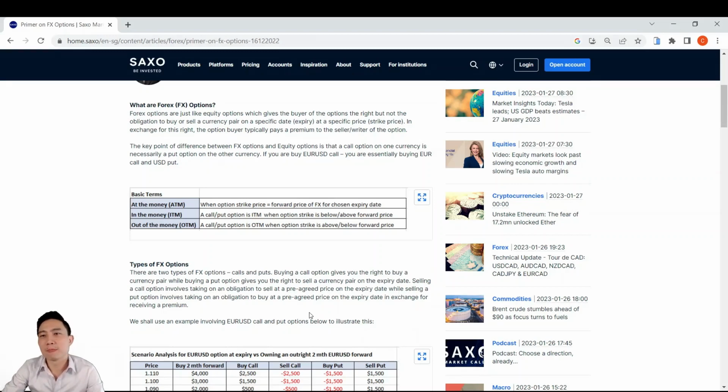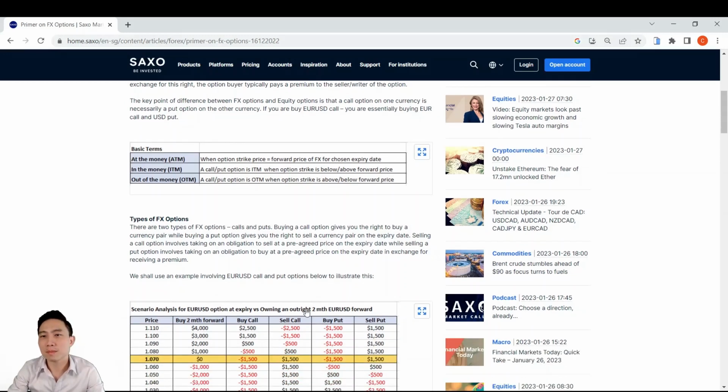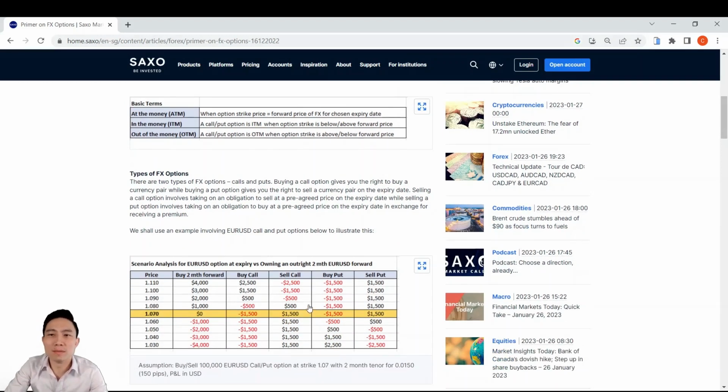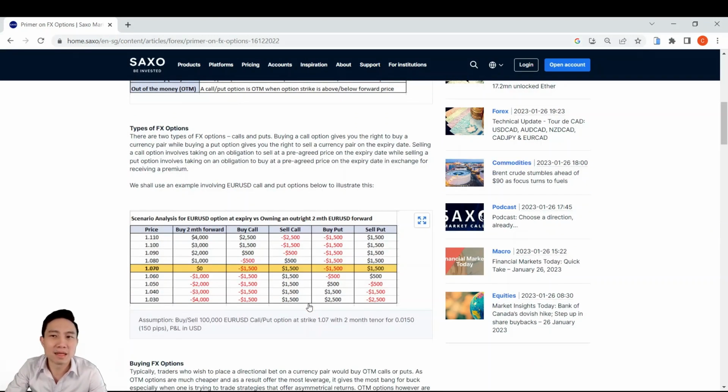To illustrate this, we have included a scenario table which illustrates the profit and loss from owning a 100k euro-dollar forward versus 2-month call options and put options at a certain strike of 1.07 as the euro-dollar's forward price moves. You will see that the 2-month forward P&L moves up and down proportionately as the euro-dollar forward price moves. The P&L for buying call options would move in a similar way as well, minus the premium of cost of acquiring the option, which is $1,500 in this case.